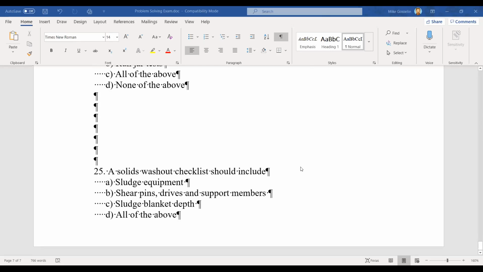So last question on this section. A solids washout checklist should include, and maybe you have a checklist like this, maybe you don't, but if you just think about the question, you've got a solids washout and this question says you've got a checklist and things that you should go through. So what would that checklist include? Yeah, I got D. Yeah, that's correct. All of the above. You'd want to be checking your equipment, your shear pins, your drives, blanket depths, all that kind of stuff.